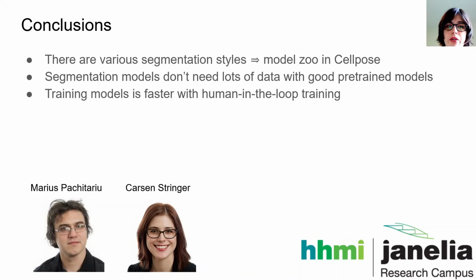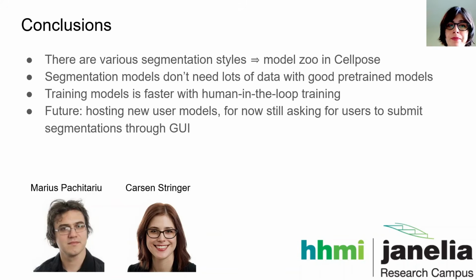We found that training models is faster if you use human in the loop training. So if you're able to have a local GPU and use the GUI to segment the images, and in the loop add these images to your training set and re-segment the images, then things will go faster. If not, you can always segment all of the images manually, and then upload them to Google Drive as I was showing you, and use our Google Colab notebook.